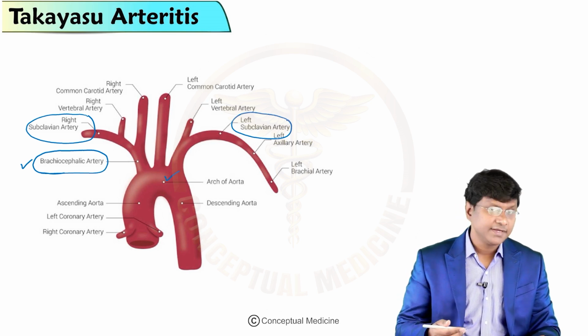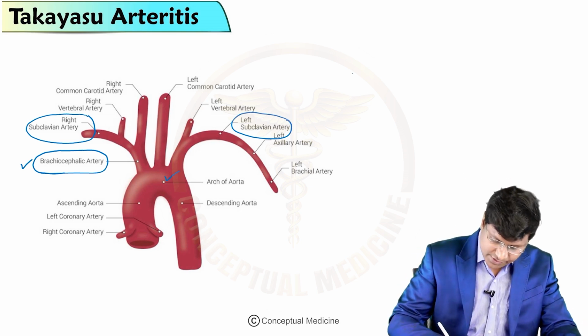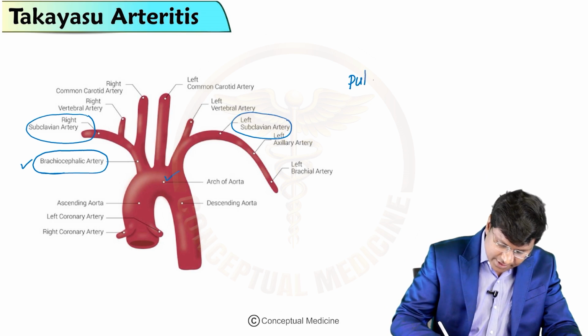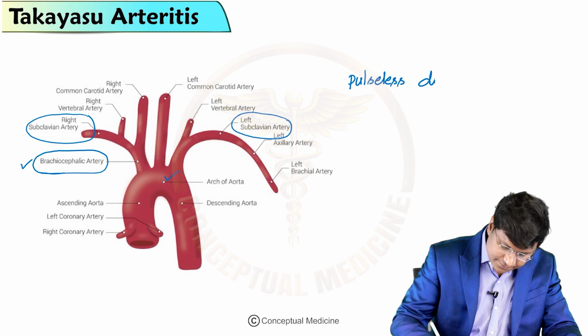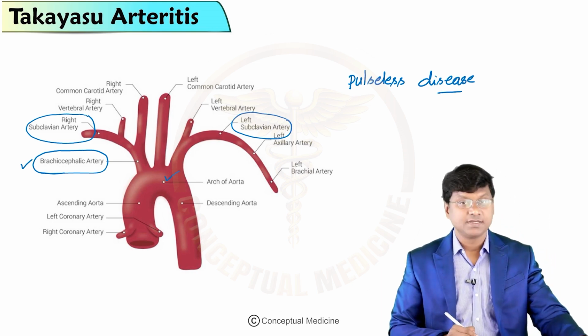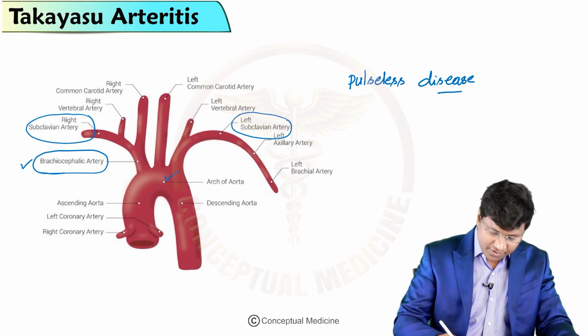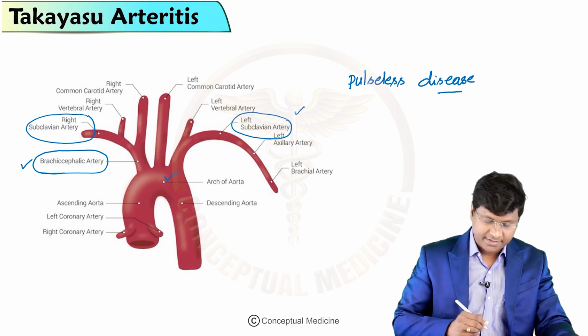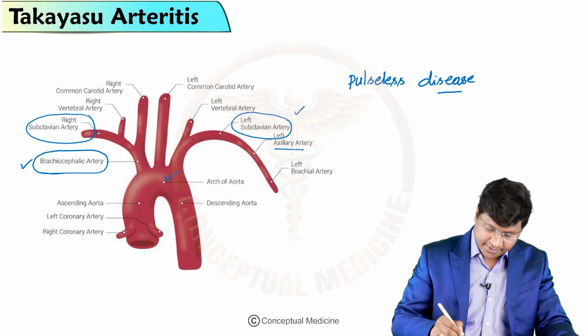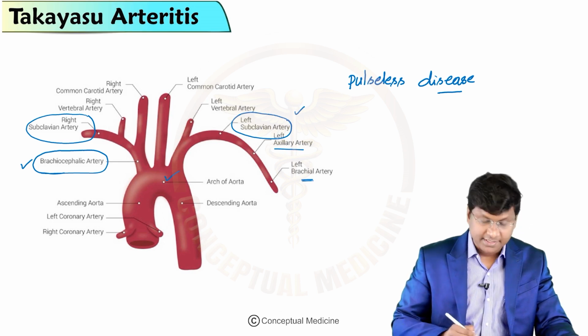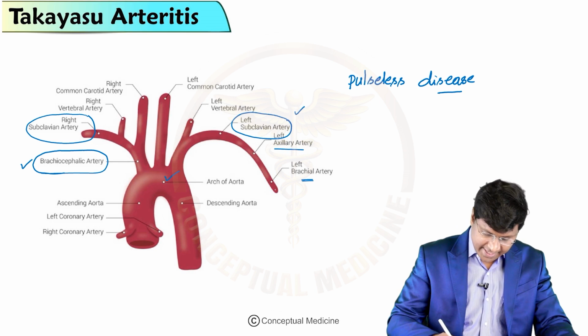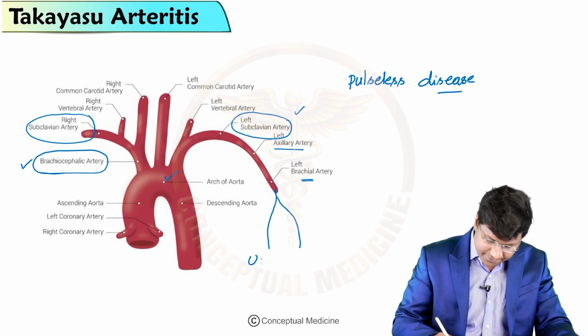Now we have another name for Takayasu arteritis. It is also called pulseless disease. So why is that? Because the subclavian artery continues as the axillary artery, the axillary artery continues as the brachial artery, and the brachial artery divides into two branches, the ulnar artery and the radial artery.